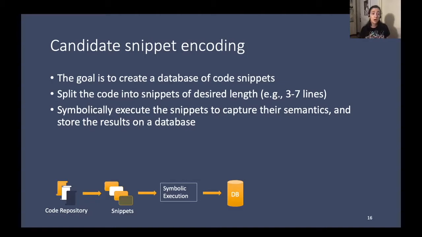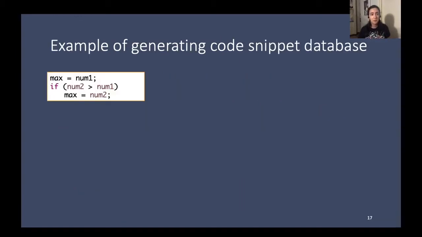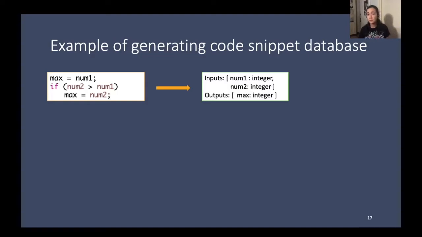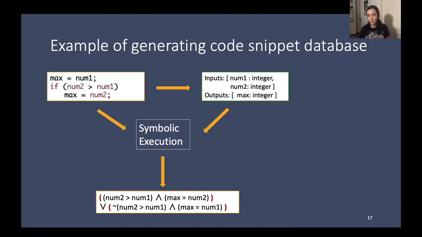Then we use symbolic execution to capture the semantics behind these snippets of code. Let me give you an example. We have this piece of code that is finding the maximum of two numbers. First, we find the inputs and outputs to this snippet of code. Then we pass these to a symbolic execution engine, and what it returns looks something like this. These constraints describe the semantics behind what this piece of code is doing. And then we store this information in our database.